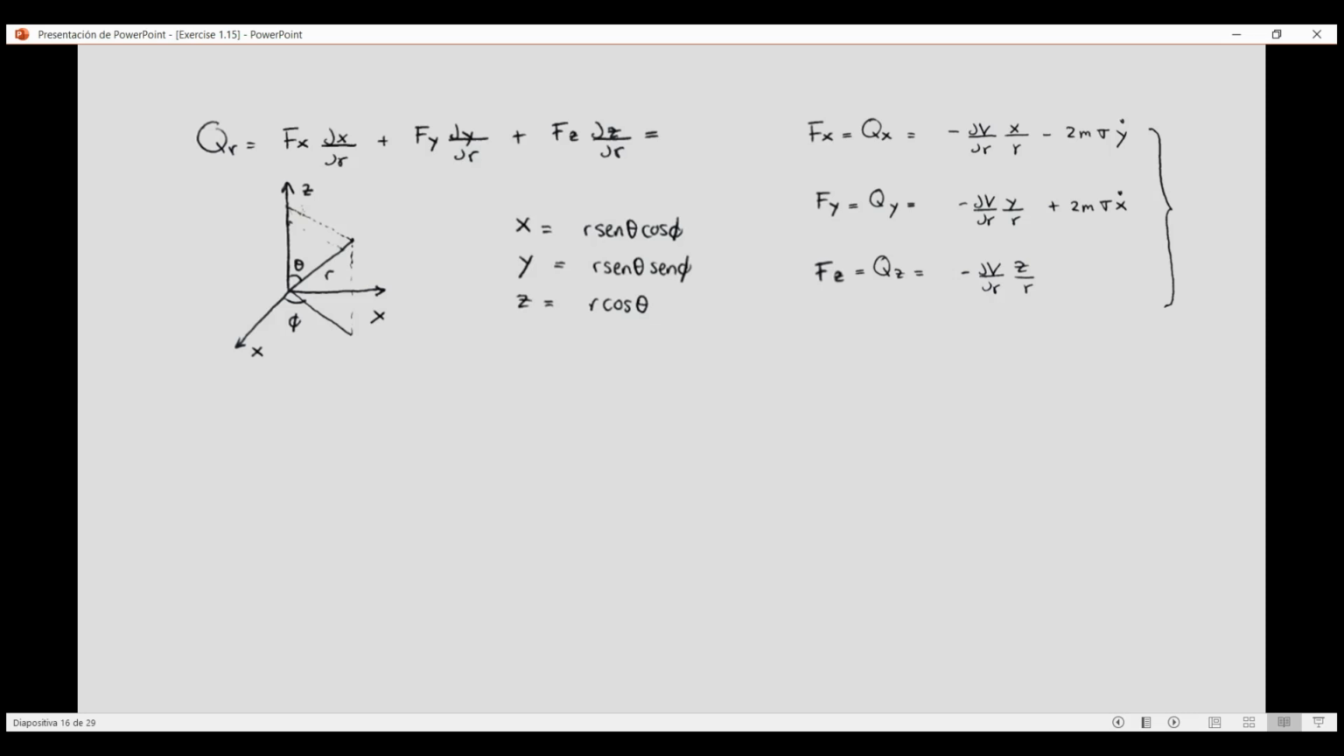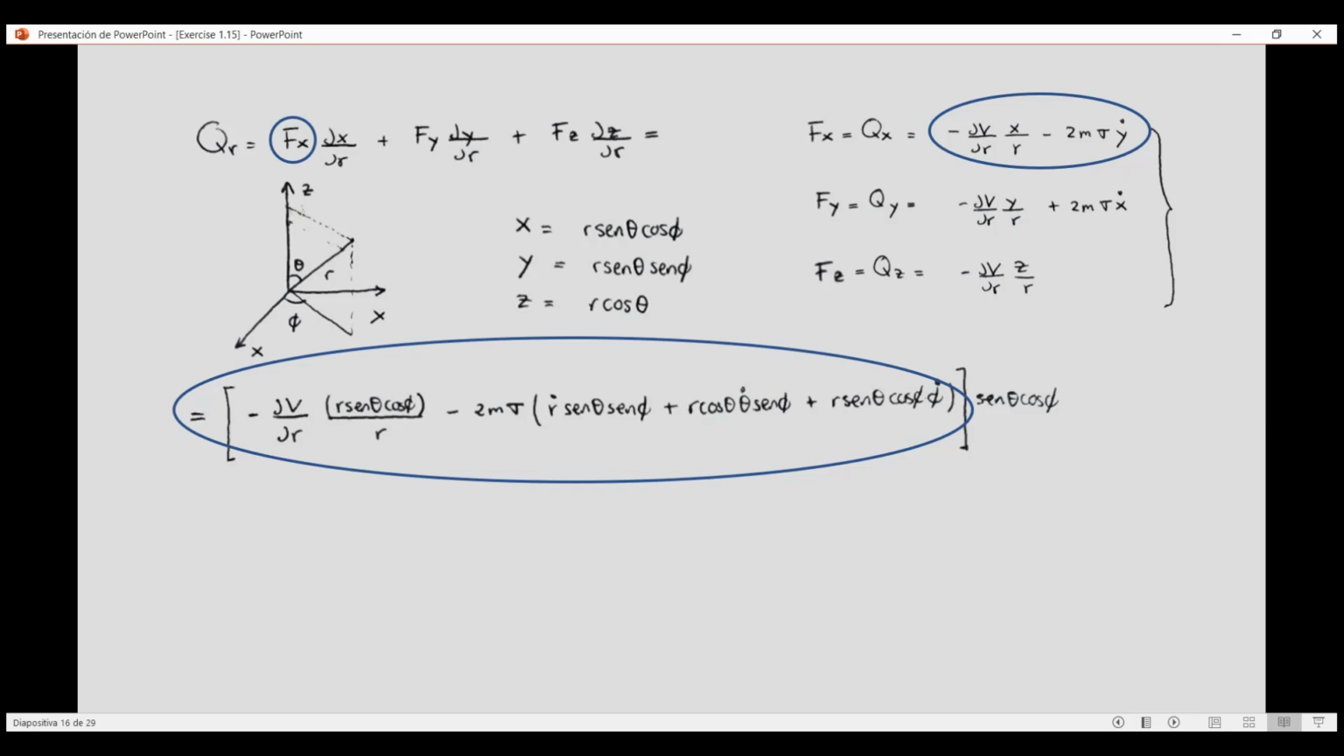So we begin by substituting fx with this expression here, taking into account that now we express x dot and y dot in spherical coordinates. We also previously calculated sigma dot, which is the derivative of the coordinate sigma with respect to time using the chain rule, keeping everything in spherical coordinates. And the partial derivative of x with respect to r is simply this from the transformation equation.